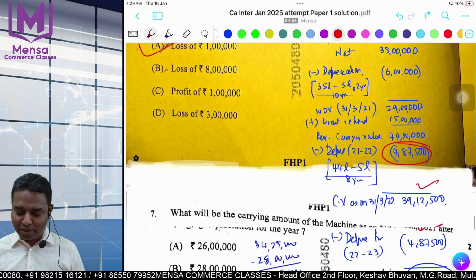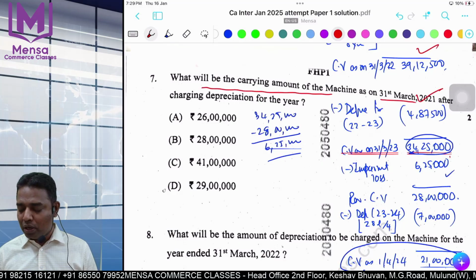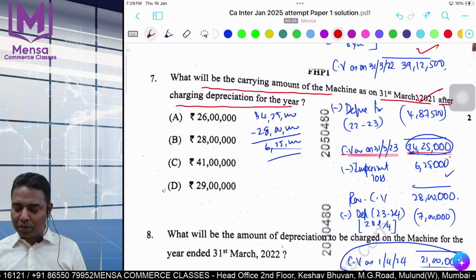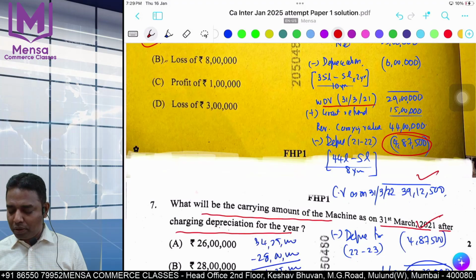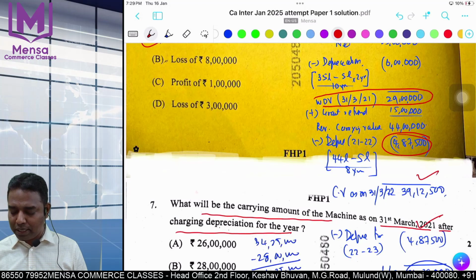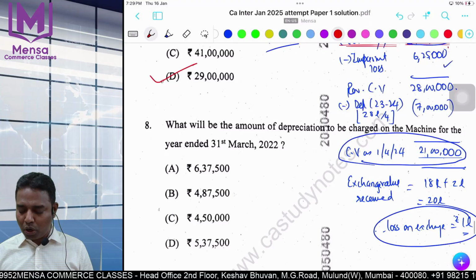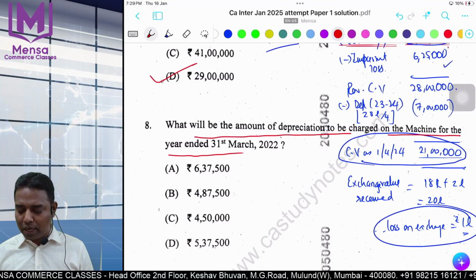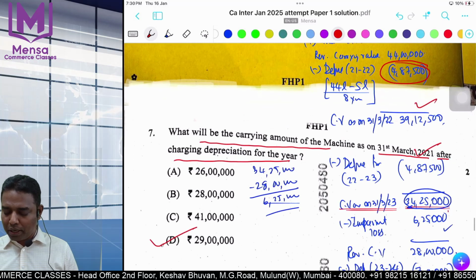1 lakh rupees that we have calculated. What will be the carrying amount of machinery on 31st March 2021 after charging depreciation for the year? So what is the value of the machine on 31st March 2021 after charging depreciation? 29 lakhs. Correct. Next, what will be the amount of depreciation to be charged on the machine for the year ended 31st March 2022?